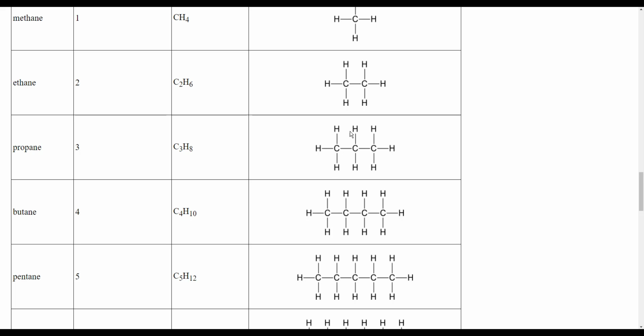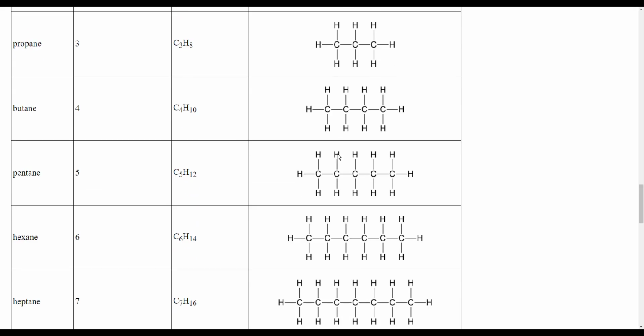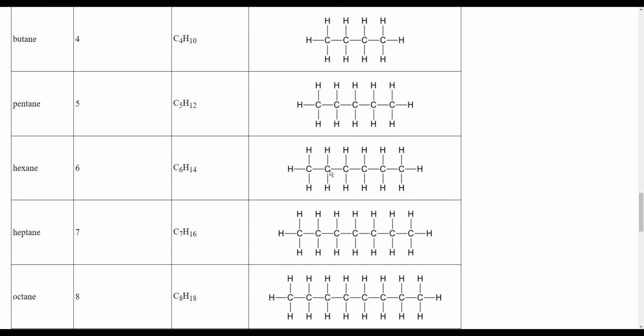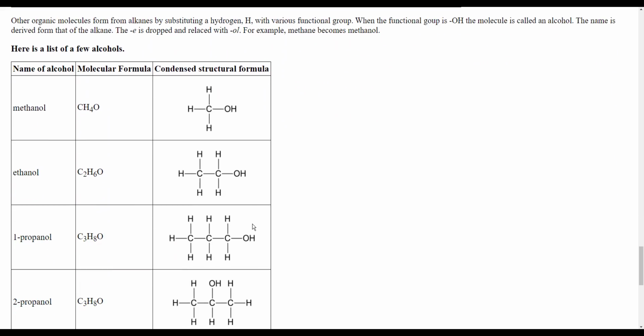So here they are, 3 carbons, hydrogen above and below, so C3H8 is the formula. These keep working the same way: butane, pentane, hexane, etc. Always double the number of hydrogens as carbons, plus 2 for the ends. When we get to the end, there are a few more here to look at.